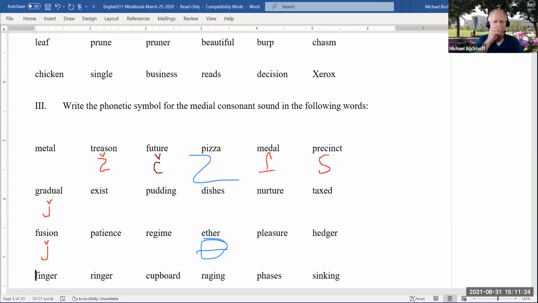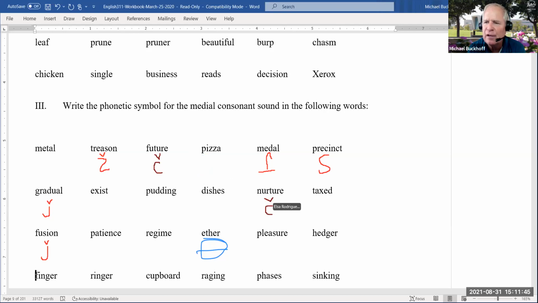This is a tricky one. Yeah, you want to put the Z, right? But I question the Z here. I don't hear a Z here. Let me say it. Pizza. Honestly, I do not hear a Z in that word.